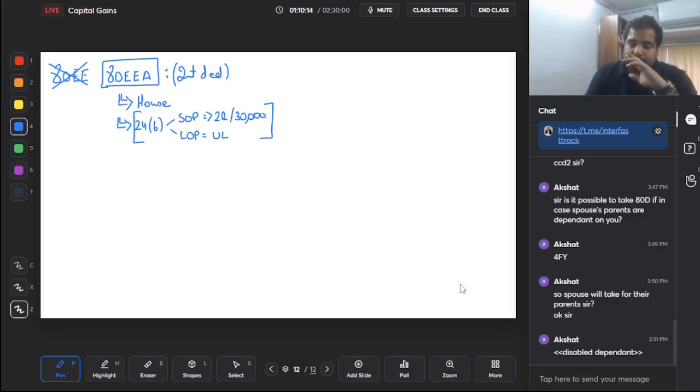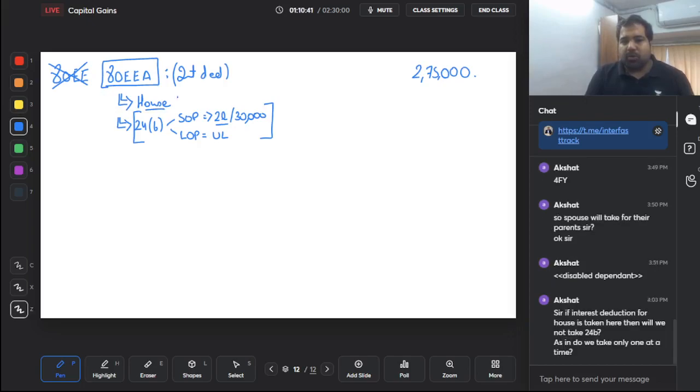So ideally, guys, what do you do when you buy a big cake and you can't eat it in one day? Can you eat one today and one tomorrow? Same way, when you pay a lot of interest, let's say your interest payment is 2,75,000 and it's an SOP, what do you do? Take 2 lakh here and the balance you can take in 80EEA. Yes, you can split it up between these two sections. So Easy EMI, again, it's basically for a house loan.